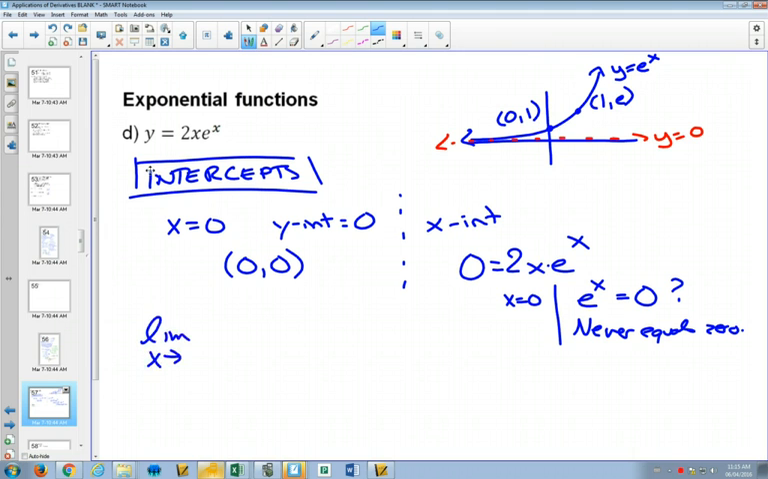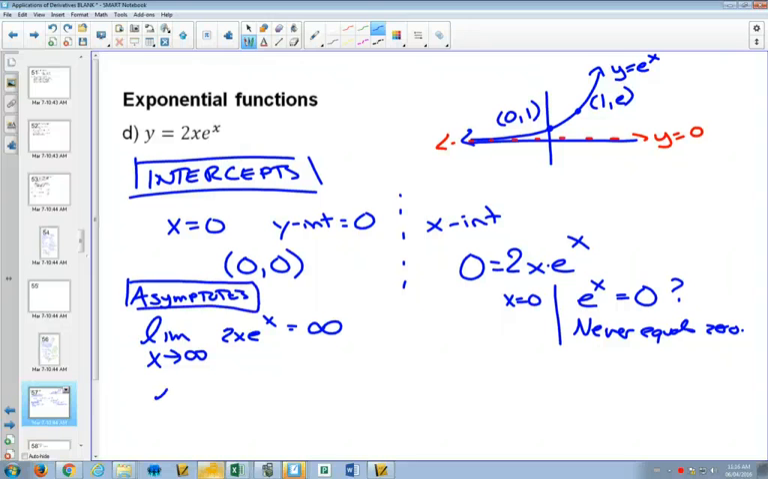This one, the limit as x goes to infinity of 2x e to the x, does it make sense that 2x gets really, really big? E to the x gets really, really big. This is going to be infinity. Right, horizontal asymptotes. If we look at the limit as x goes to a really big negative number, this is where we get an issue.